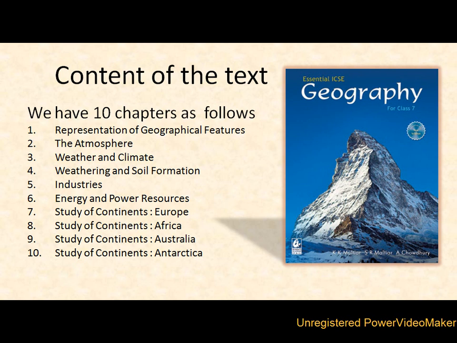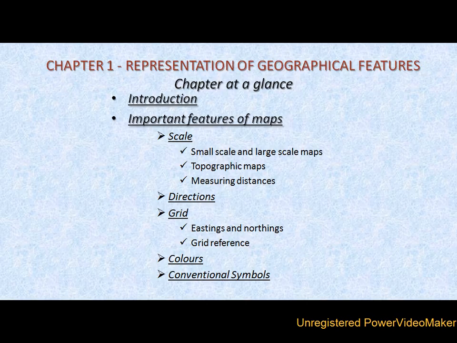In this textbook, we have 10 chapters as follows. First one, representation of geographical features. Second one, the atmosphere. Third one, weather and climate. Fourth, weathering and soil formation. Fifth, industries. Sixth, energy and power resources. Seventh, study of continent Europe. Eighth, study of continent Africa. Ninth, study of continent Australia. And 10th, study of continent Antarctica.